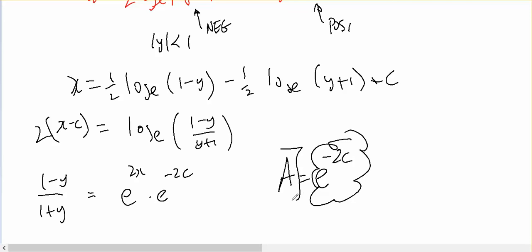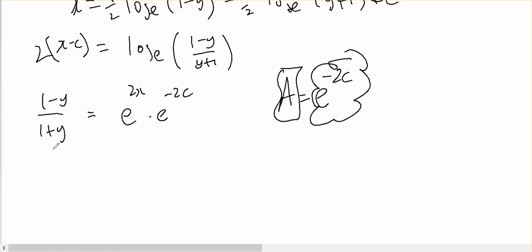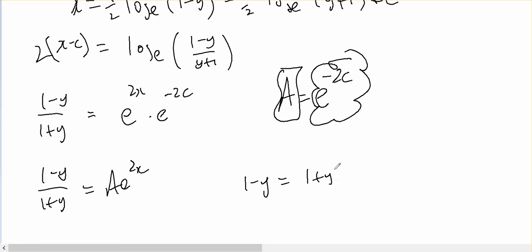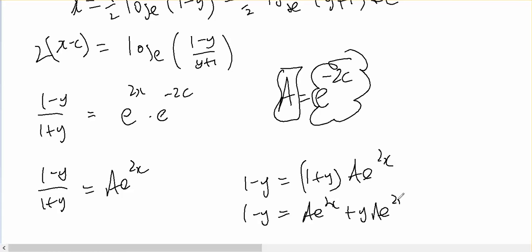And just to make things easier when writing, this is a constant. I'm going to replace it with the constant a, which means I've got 1 minus y on 1 plus y equals a e to the 2x, which means 1 minus y equals 1 plus y times a e to the 2x. 1 minus y equals a e to the 2x plus y a e to the 2x.